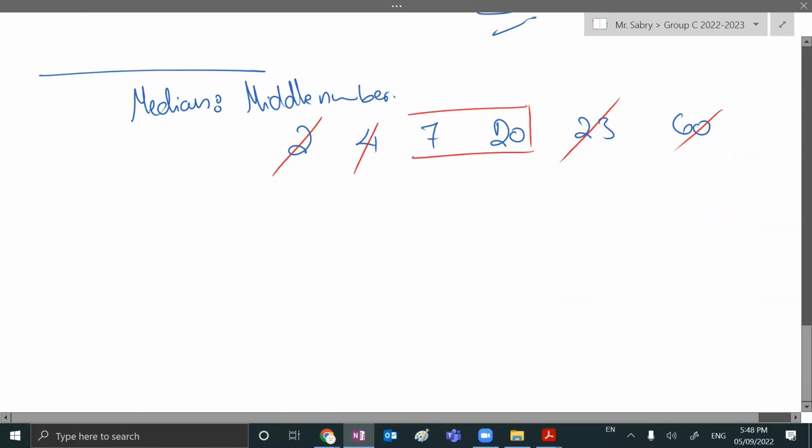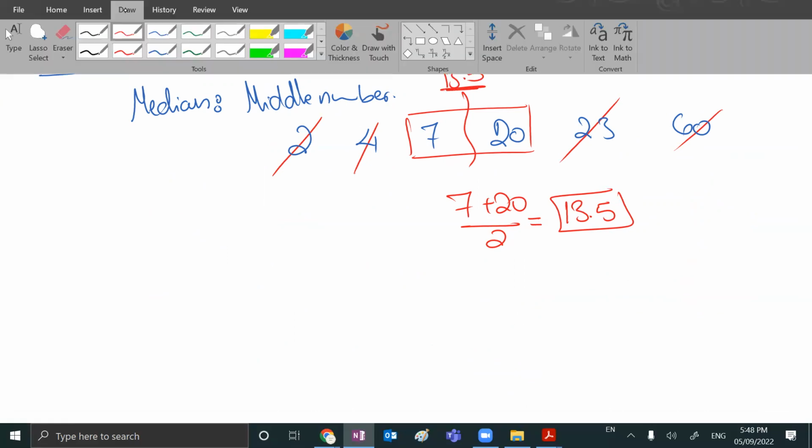And then there are 2 numbers in the middle. So what should I do? I'll add them up together and then divide by 2. That's how I get the midpoint between them. So that's actually 13.5. So the median right here is 13.5. Done. Easy, huh?